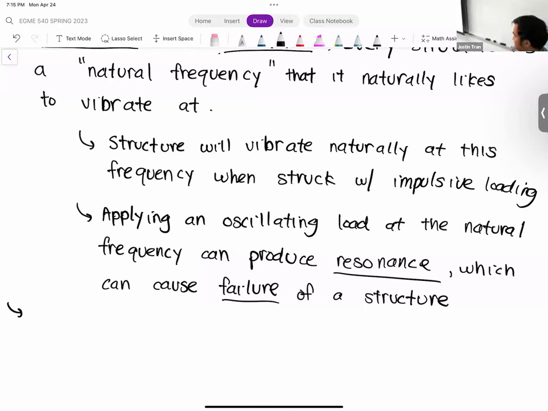Another example of resonance, which a lot of people actually apply to the final project, so that's why I want to mention it, is making your building earthquake proof. That's a term that gets thrown around a lot in California, and it means a lot of different things. It has to do with more than just resonant frequencies. But one way that you can make a building earthquake proof is to make sure that its natural frequencies are different than earthquake frequencies.